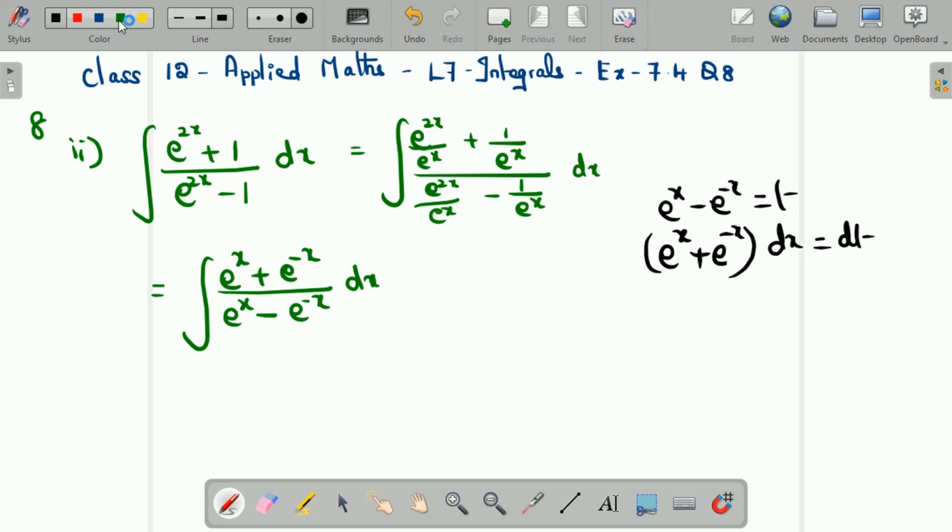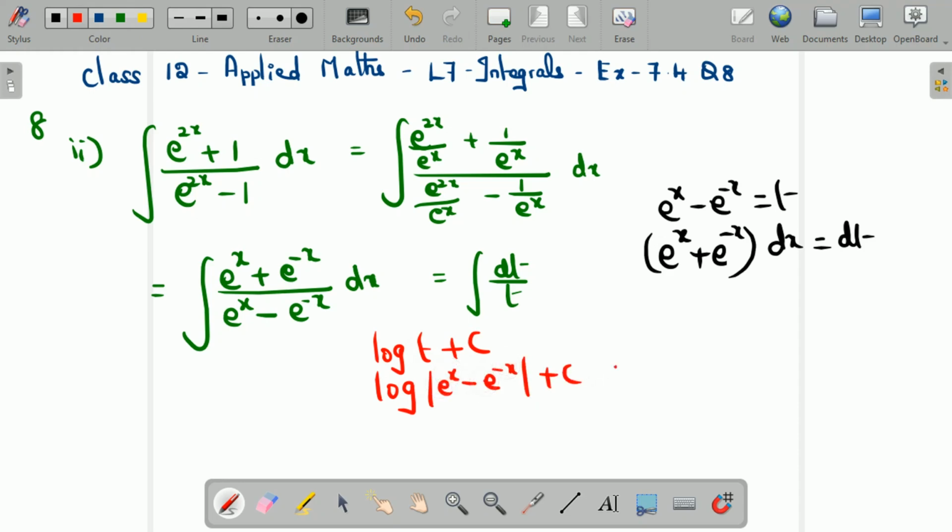So let's put this in the integration. So the whole numerator will become dt, denominator will be simply t. Let's apply the formula. So this is going to be log t plus c. So log of t is log of (e power x minus e power minus x) plus c.